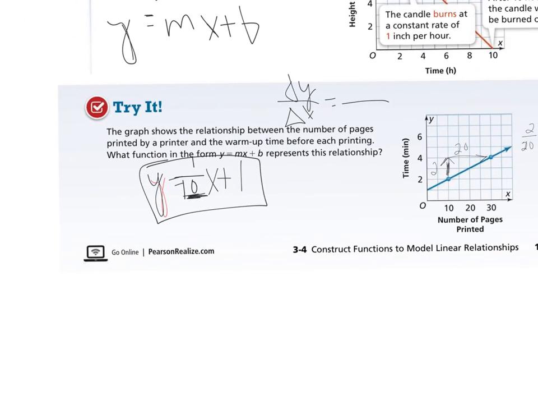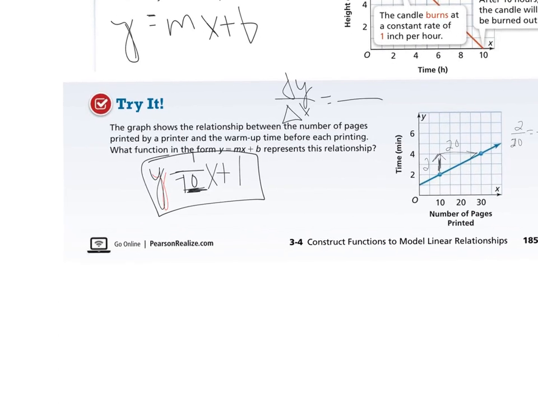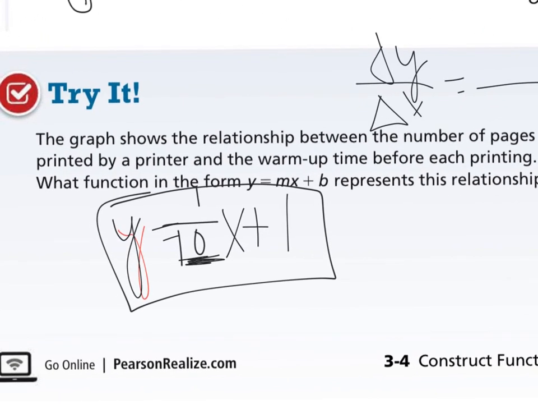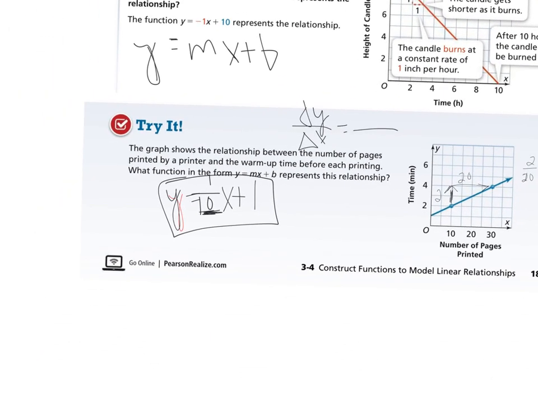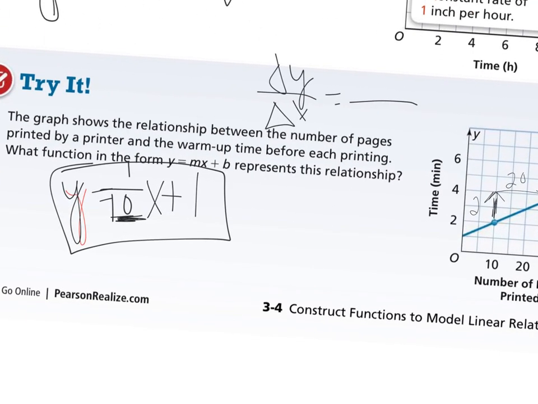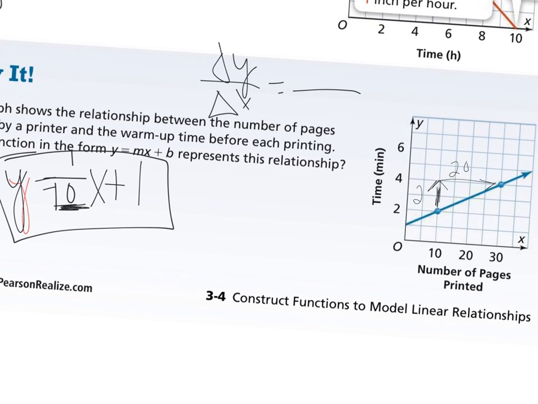And again, they're not asking for us to tell what's happening here, but see how it says number of pages printed and the warm-up time? Basically, that warm-up time, sometimes when you turn something on, it takes a minute to warm up, and literally this is taking 1 minute to warm up before we start printing. And then the slope, we did minutes per number of pages printed. So that means 1/10 of a minute it prints a page.